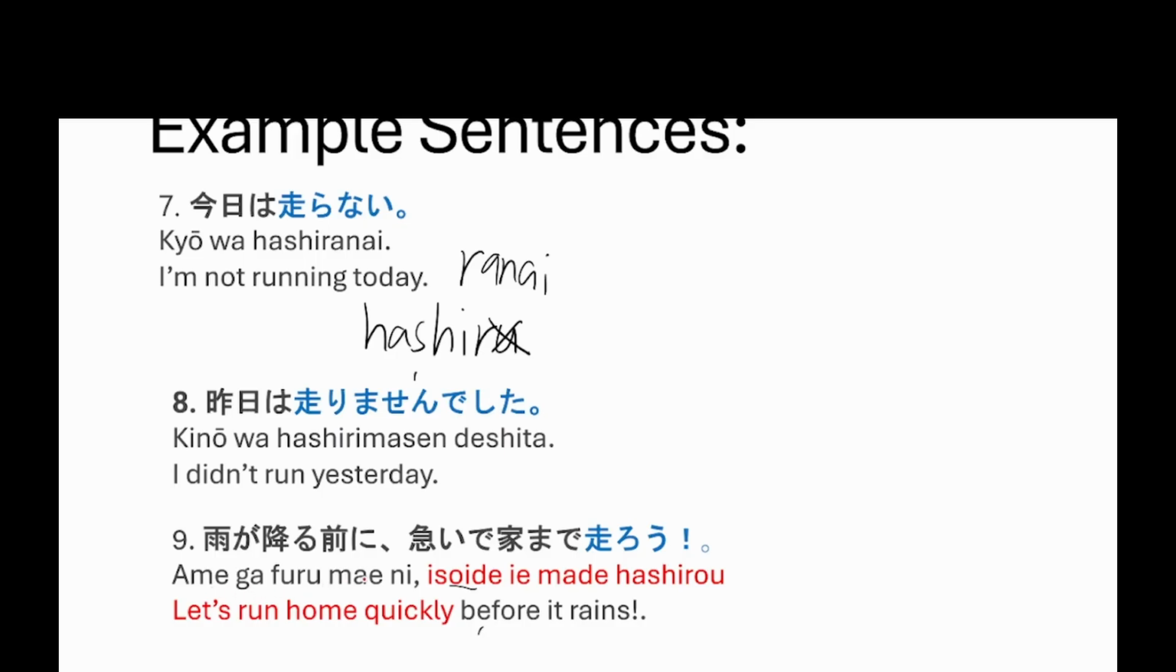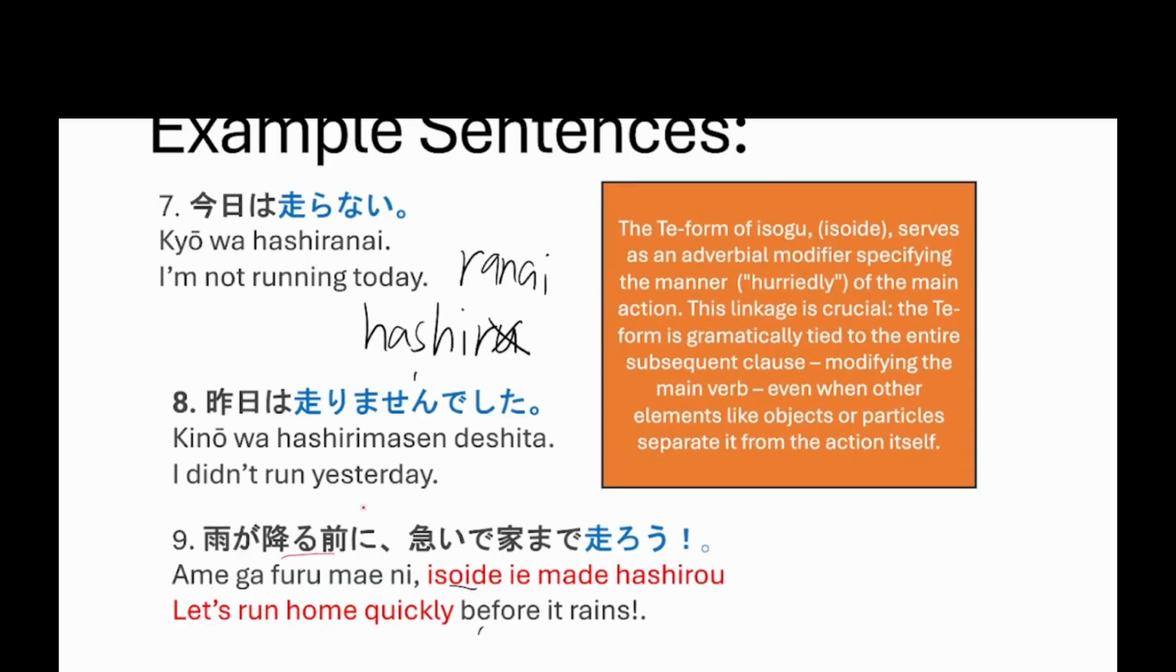So ame ga furu mae ni is before it rains. And then isoide ie made hashiro is let's run home quickly. So here, isoide, which is the te form of isogu, which means to hurry, serves as an adverbial modifier specifying the manner of the main action. So isoide is modifying the main action, which is hashiro, which is let's run. So it's saying that the way the person is running is quickly or hurriedly.